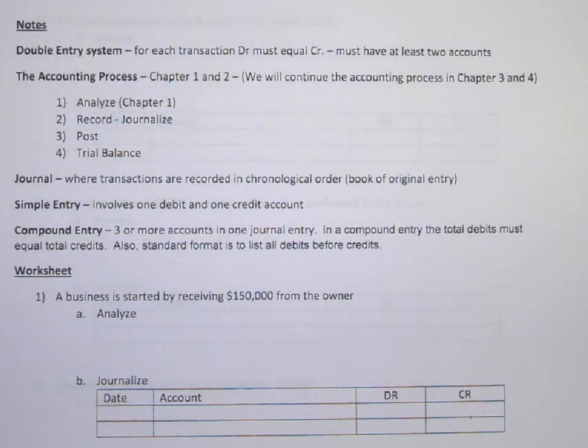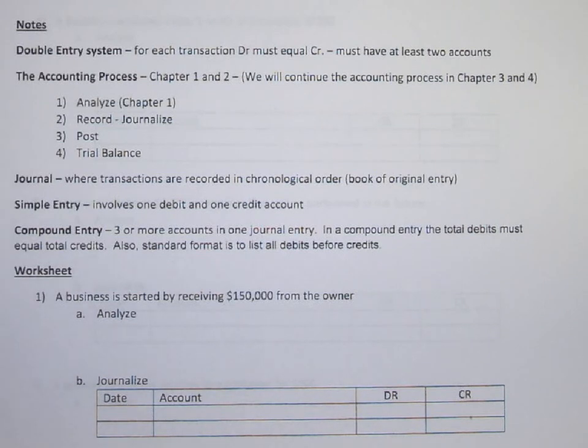With double entry accounting systems, each transaction is going to have at least one debit. It's going to have at least one credit. Those debits have to equal our credit balances when we are looking at those particular items. The actual accounting process is covered in 1 and 2, and we'll continue the rest of it in 3 and 4.